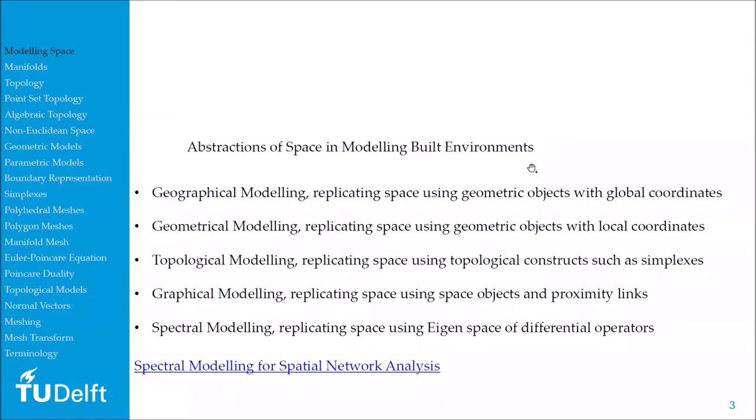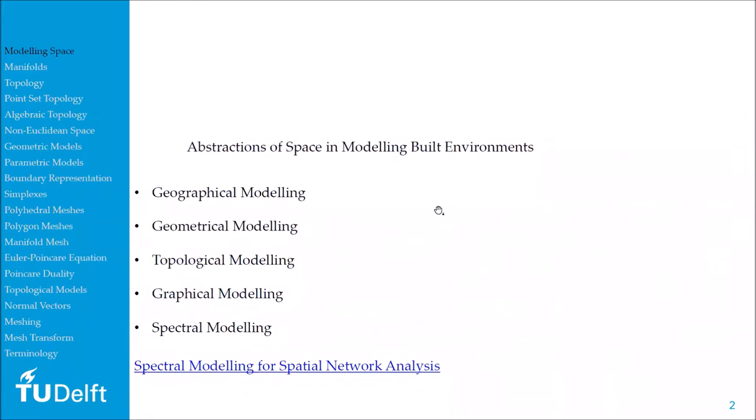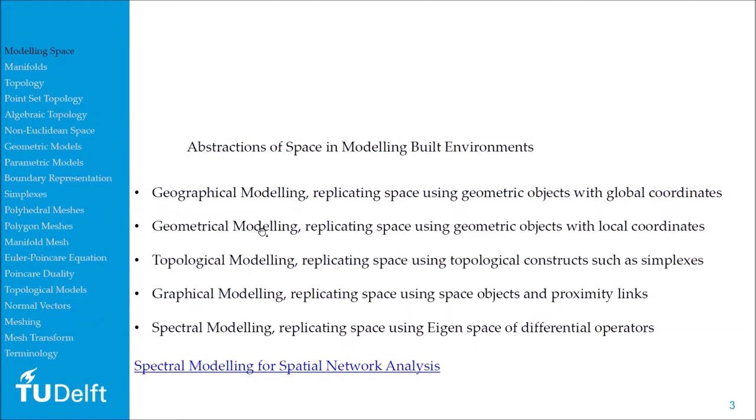Okay, so I'm talking about geographical models, geometrical models, topological models, graphical models, and spectral models. So this is the most abstract that you're not going to deal with in this course. And this paper that I just mentioned is actually about these most abstract models of space.